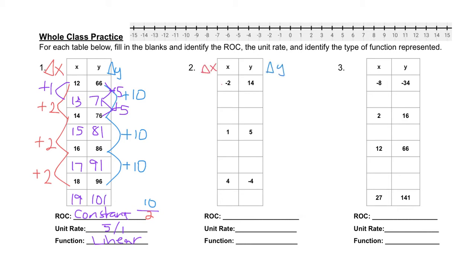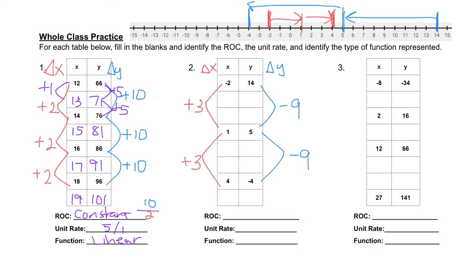You're going to do the same thing, always finding the change in x and the change in y when you're given a table of values. So that can help you find your missing blanks. Remember to use the number line if needed. So when you're going from -2 to 1, that is increasing. It's to the right 3 units, and then from 1 to 4 is also increasing by 3 units.